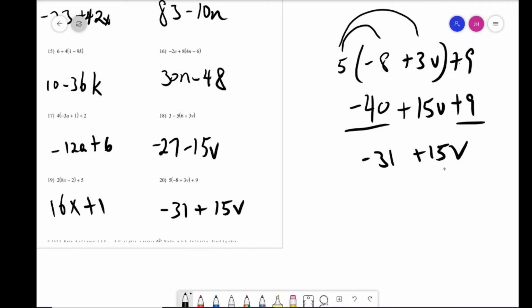Okay, so we just managed to finish a 20-question distributive property exercise. Hopefully, through this exercise, you have a better understanding of how to deal with distributive property problems in the context of negative factors or negative components within the parentheses.